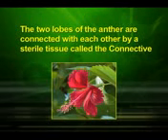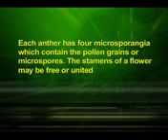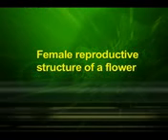The two lobes of the anther are connected with each other by a sterile tissue called the connective. Each anther has 4 microsporangia which contain the pollen grains or microspores. The stamens of a flower may be free or united. Now, let us see the female reproductive structure of a flower. The gynoecium or the pistil is the innermost whorl of a flower. It is the female reproductive part of the flower.